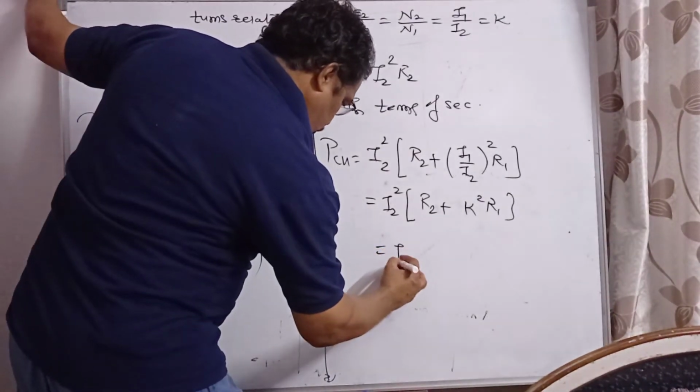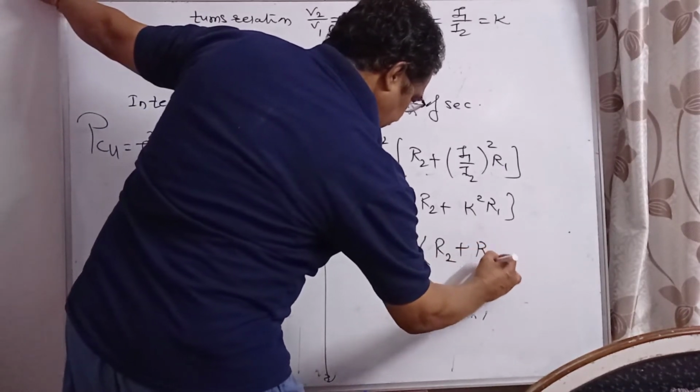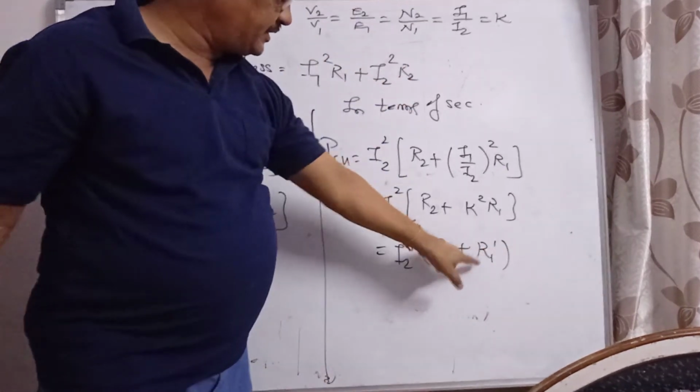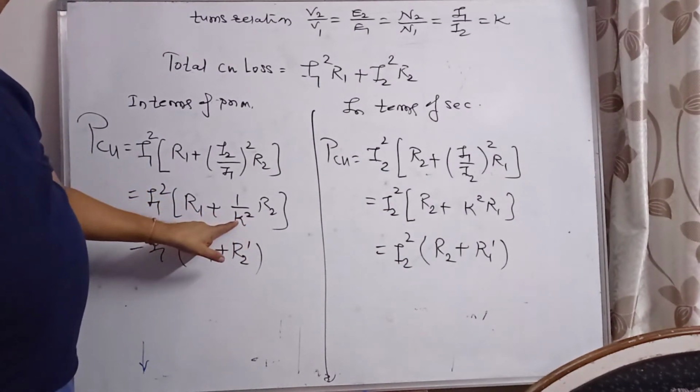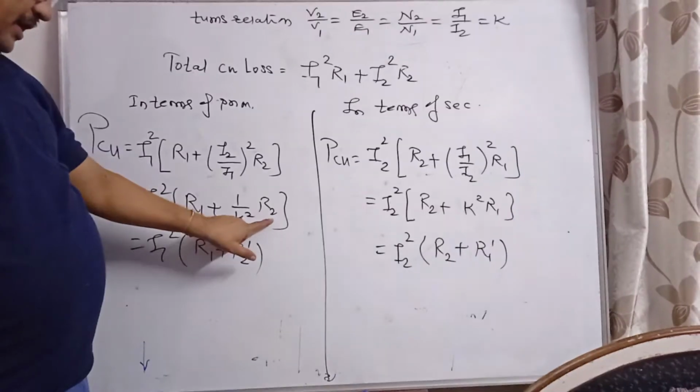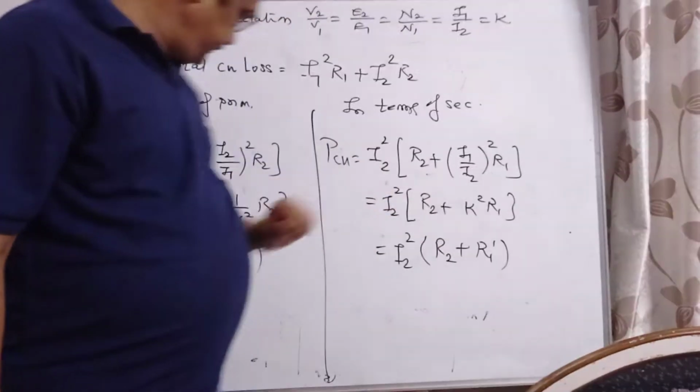This is I2 square into R2 plus R1 dash, where R1 dash is K square R1. R2 dash is R2 by K square. Mind well, R2 dash is R2 by K square. R1 dash is K square R1.